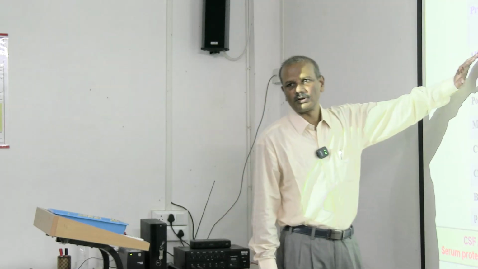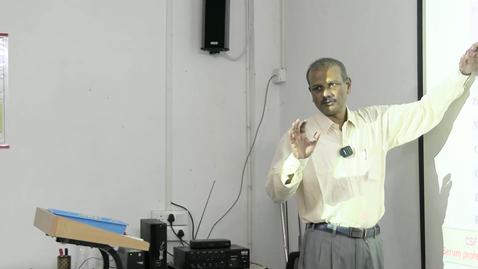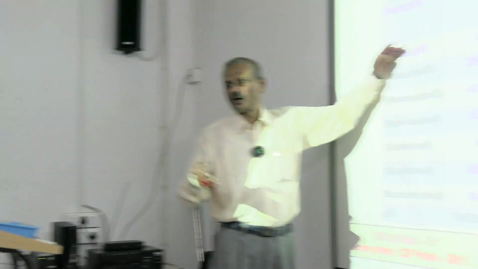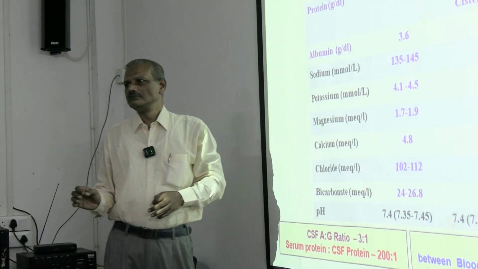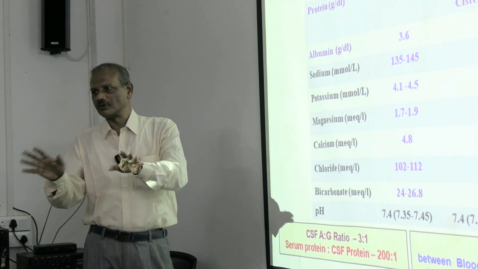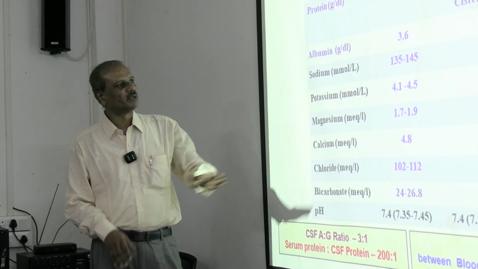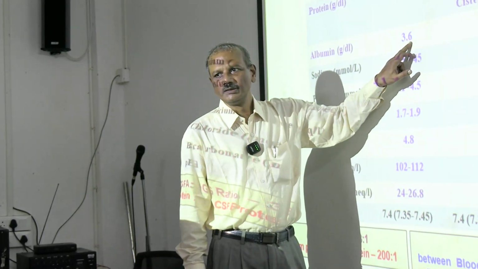Albumin, again, is a high molecular weight protein, just like protein. So it will not allow. In the urine, in 24 hours time, only 150 milligram is excreted. That is not detectable by the normal method. Similarly, here you see it is 3,600 milligram.